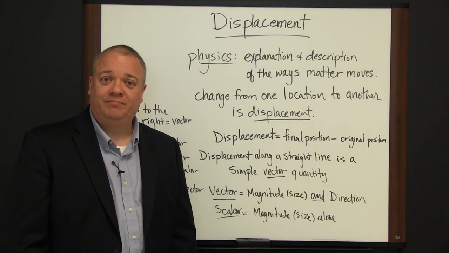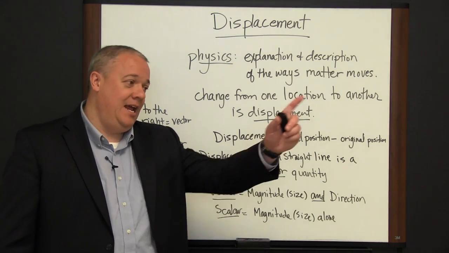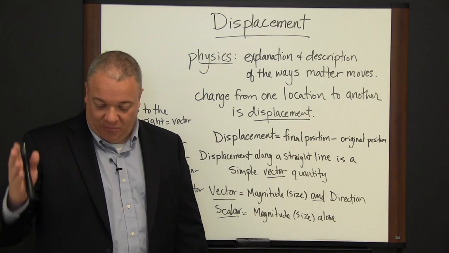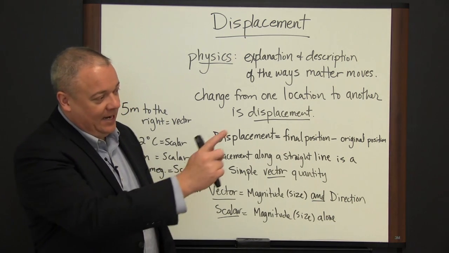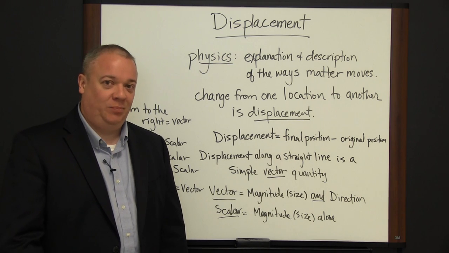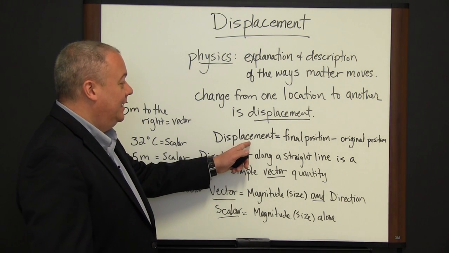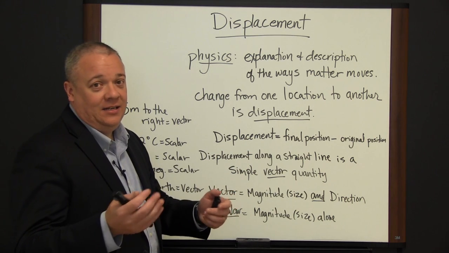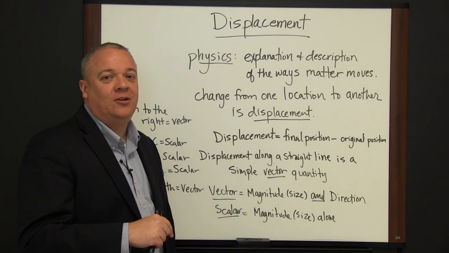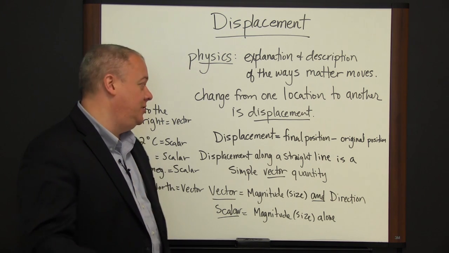Hitting a golf ball, displacement. It starts on the tee and it ends wherever the shot ends, and that movement of the ball starting on the tee and ending up out in the fairway, hopefully, in physics is called displacement. Now when we think about displacement, we can actually write it out and describe it mathematically. And this is what makes physics so great. It's a mathematical description of the motion of matter and can be very precise, which is very helpful.